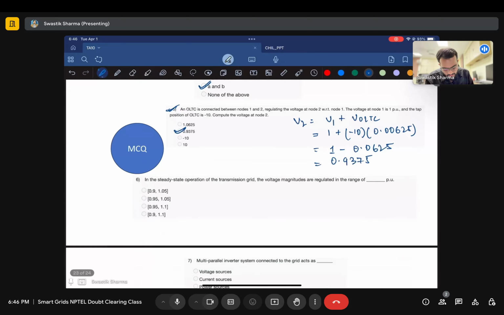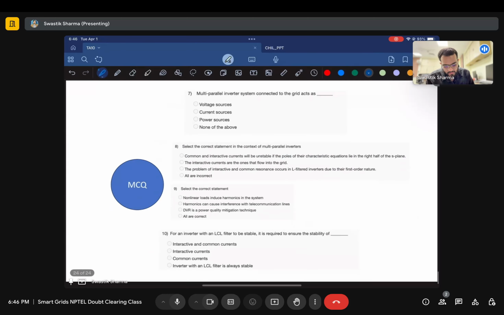In steady state operation of the transmission grid, the voltage magnitudes are regulated in the range of 0.91 to, no, this is wrong, 0.95 to 1 point, this is also wrong, this is also wrong, this is correct. In distribution side, we have 0.95 to 1.05, but not at the transmission side. Seventh, a multi-parallel inverter system connected to the grid acts as a voltage source is wrong, current source is correct. Power source is wrong. So the correct answer is current sources, because they are directly connected across an LCL filter, and because there is the presence of an inductor, it will make sure that the current is always constant. So that is why they act as current source inverters.